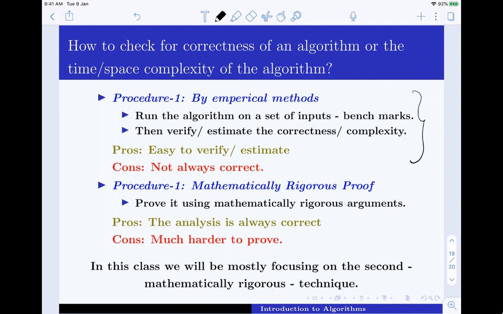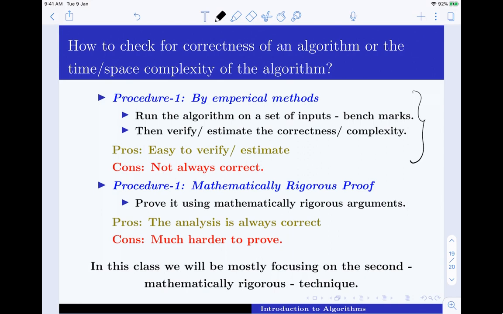The issue with this particular empirical methods technique is that it is easy to verify, easy to estimate, easy to run the algorithm, but it is not necessarily always correct. I mean, you all know that if a particular proof or a particular problem is true for most cases, it doesn't mean that it is true for all cases, right? If somebody says that here is an algorithm that works for all inputs, and you convince yourself by checking most of the inputs, it doesn't mean that the algorithm is correct for all the inputs.